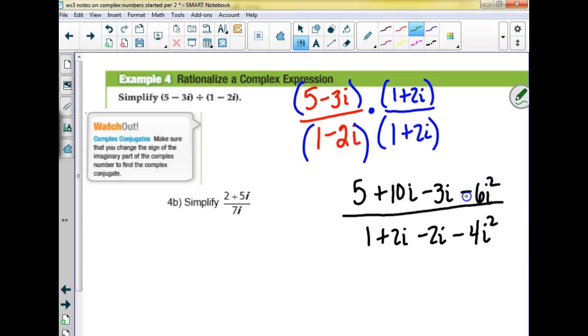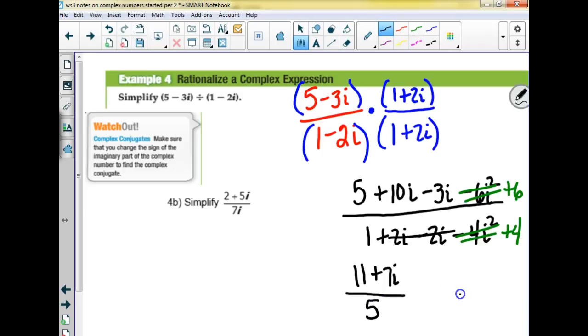Yeah, the i squared, negative 6i squared will become what? Negative 6 times negative 1, or positive 6. And negative 4i squared is negative 4 times negative 1, or positive 4. All right, so what happens when I simplify the top? 11 plus 7i, sounds right. And in the denominator, those disappear, right? 2i minus 2i. And I get 1 plus 4 is 5.